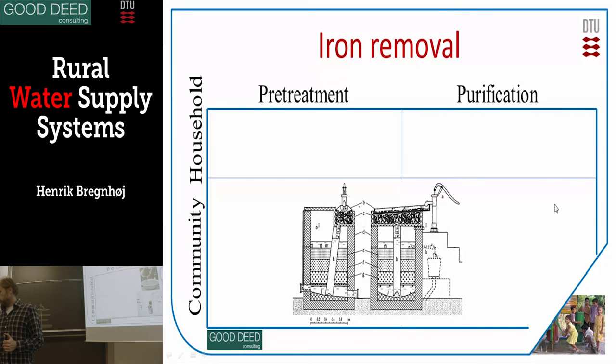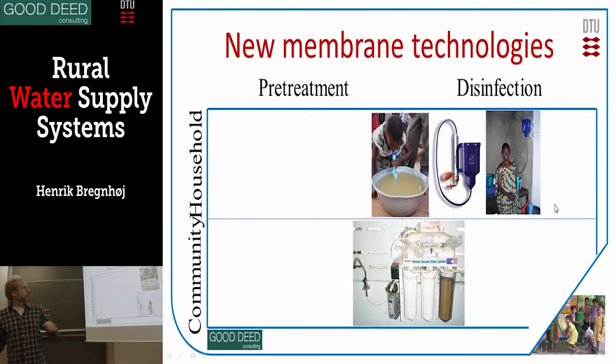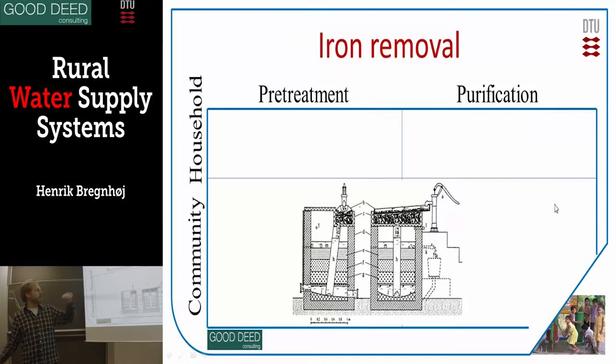Moving to iron removal, you can see I changed the word now. It was disinfection before, now I call it purification. Iron has to be removed in a way that you first oxidize the water, then the iron will be oxidized from iron 2 to iron 3, and then it will combine with the oxygen in the air, and it will precipitate. So that is kind of the pre-treatment. Up here, just by running through these small pebbles, it will oxidize, and then you can filter.